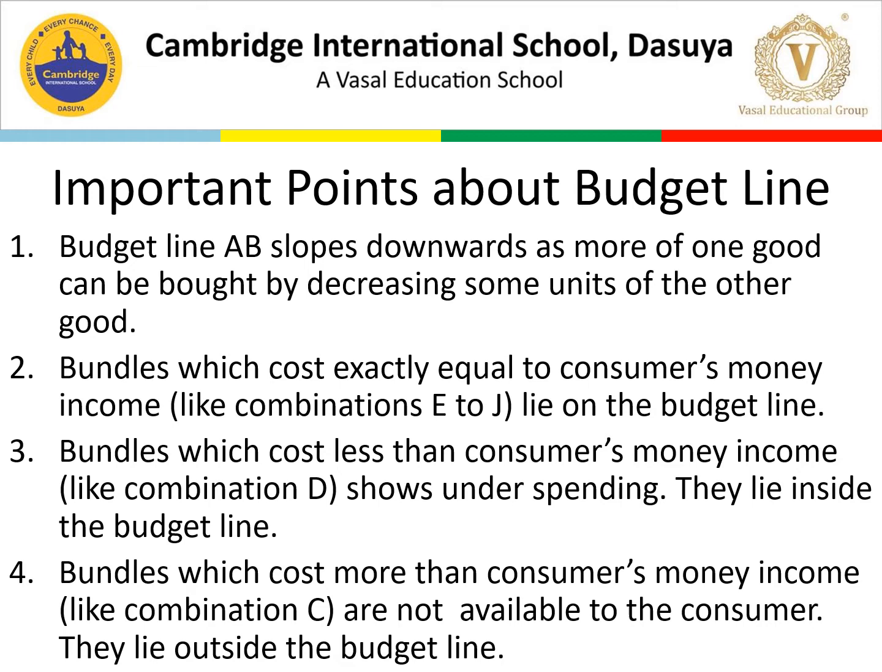Next is bundles which cost more than the consumer's money income, like combination C, are not available to the consumer. They lie outside the budget line. They are always lying outside the budget line. We have already done this. Combination C is always outside, beyond the income limit of the consumer. These are the main important points about the budget line. Next is the algebraic expression of budget lines.